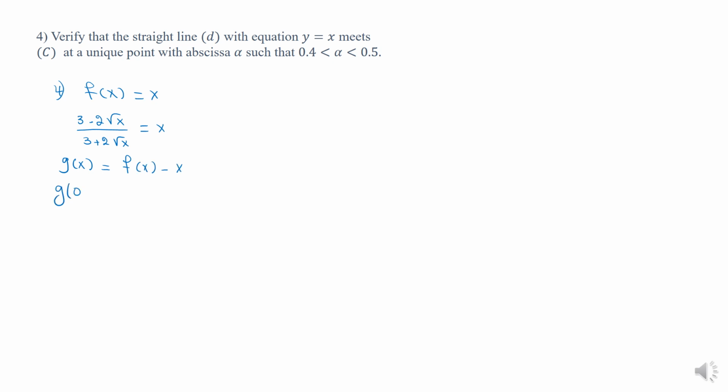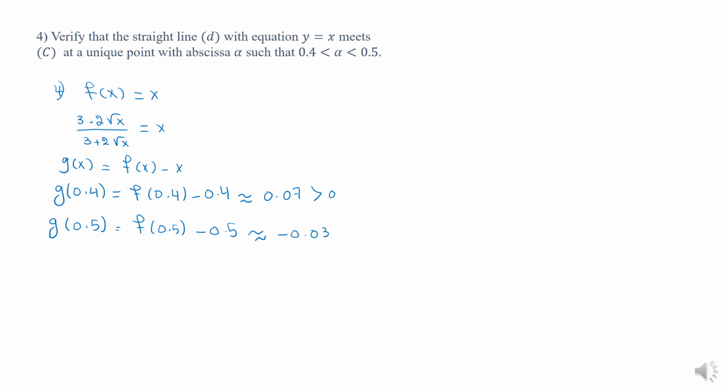We will check g of 0.4, which is f of 0.4 minus 0.4. It's almost 0.07, greater than 0. Now we will find g of 0.5. g of 0.5 is f of 0.5 minus 0.5, which is about negative 0.03.